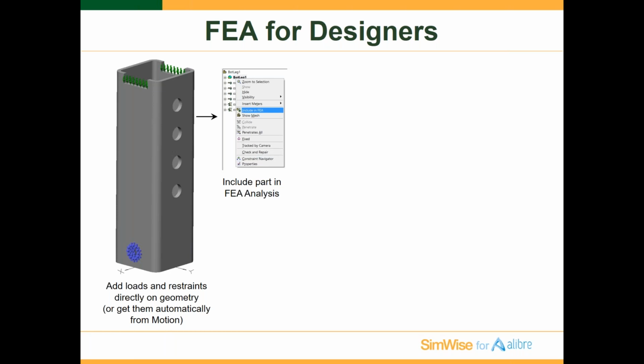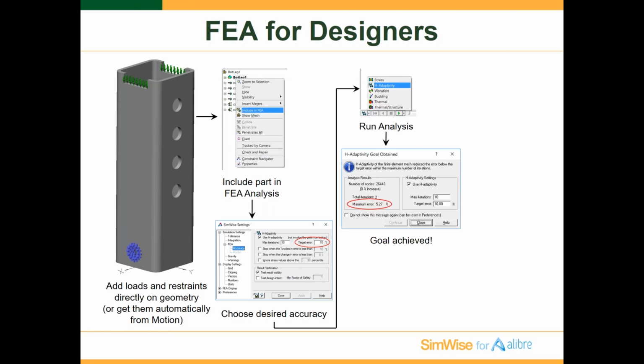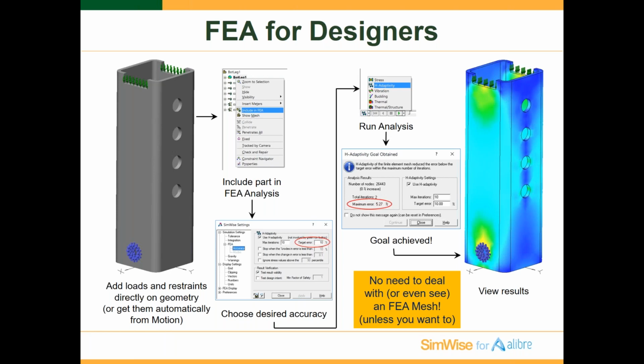With a click of the mouse, you can say, I'd like to include this part in a finite element analysis. I can even set up what's called an adaptive finite element analysis. So I can choose an error target that I would like to achieve, and the system will do what it takes to attempt to achieve that accuracy. I run the analysis, and the system will generate the finite element mesh, and it will refine the mesh in areas where it needs to be refined in order to achieve the error that I specified.